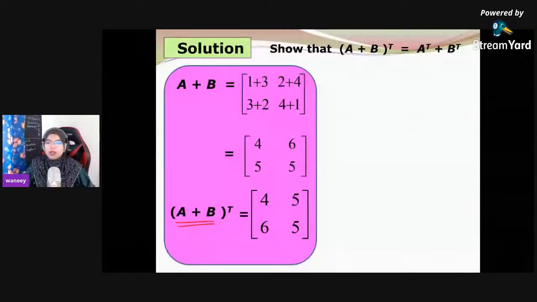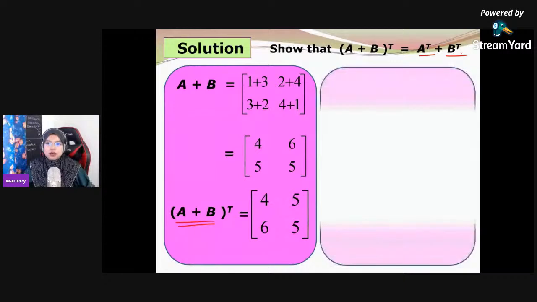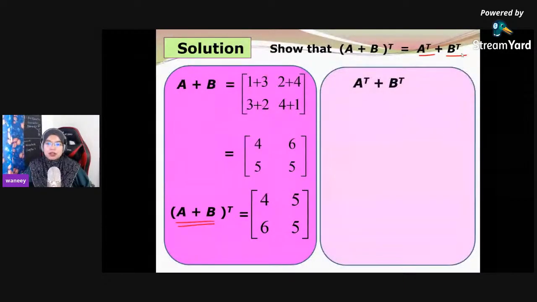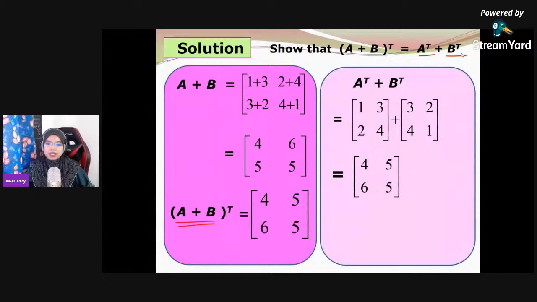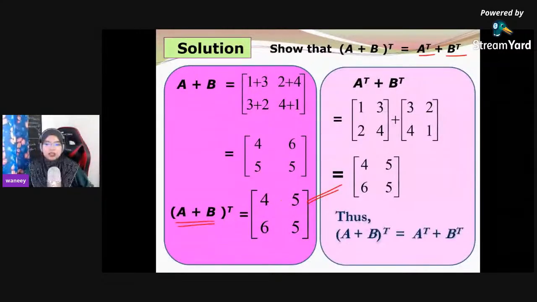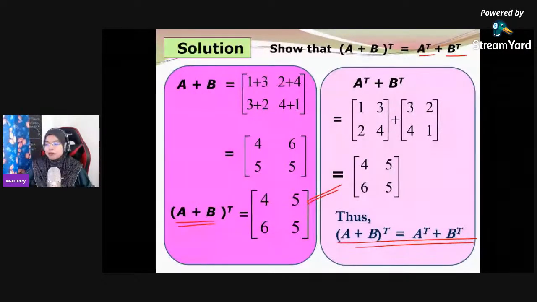So now for this one, we got to transpose each of them before we add them. Okay, so A transpose, 1324, plus B transpose, 3241. And then you add them. So it will become 4565. So now, as you can see, these two are the same. They are the same value. Hence, we can show that (A plus B) transpose is actually equal to A transpose plus B transpose. So, sama lah. Nilai dia kita dapat sama.